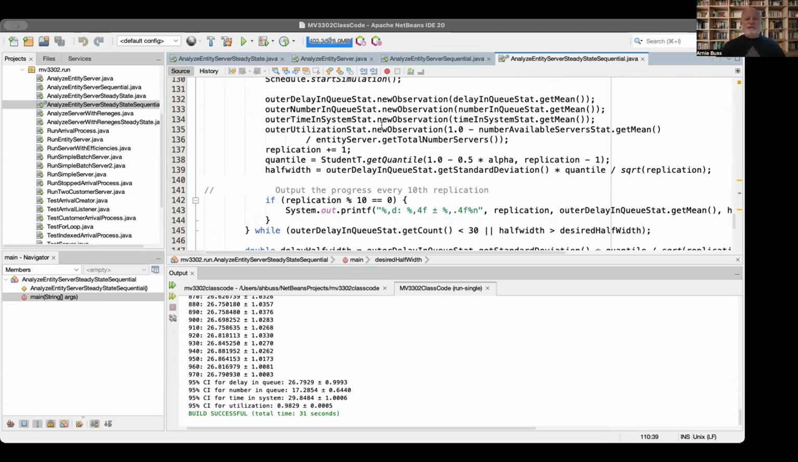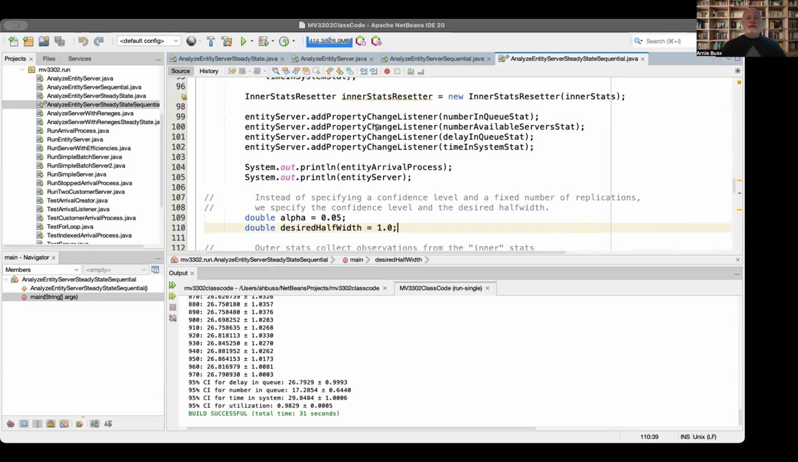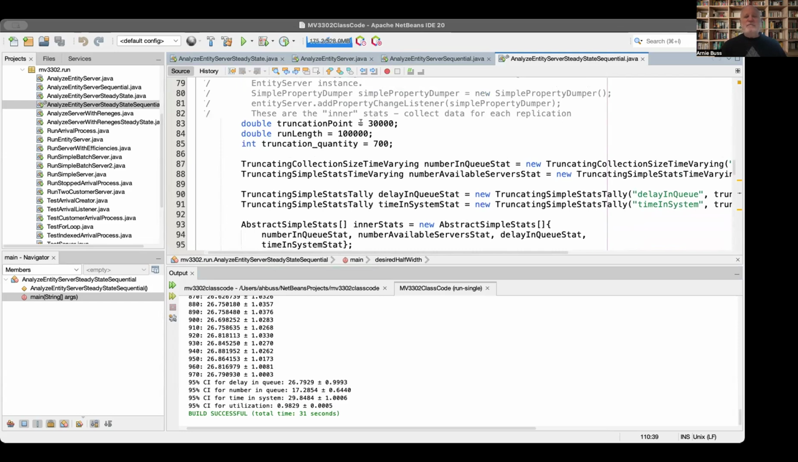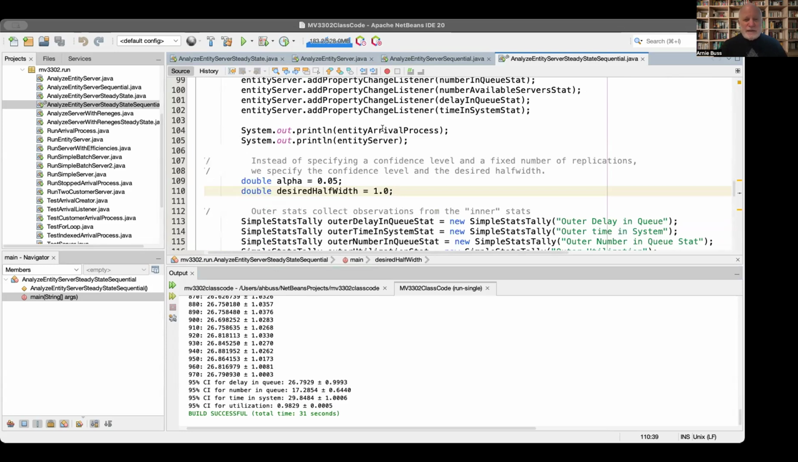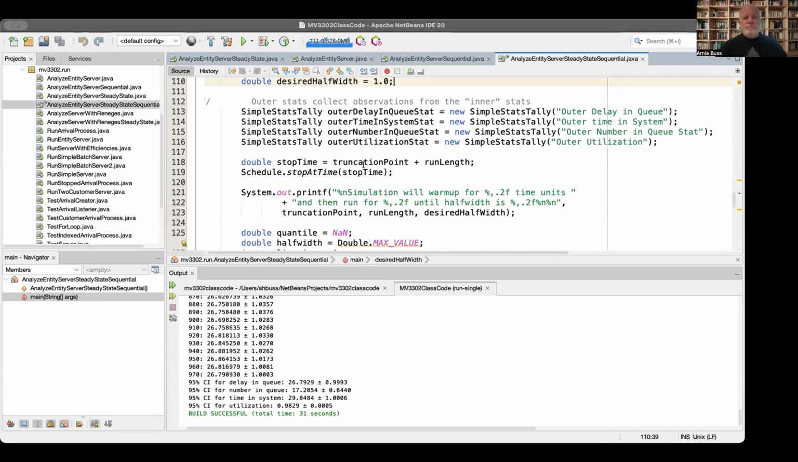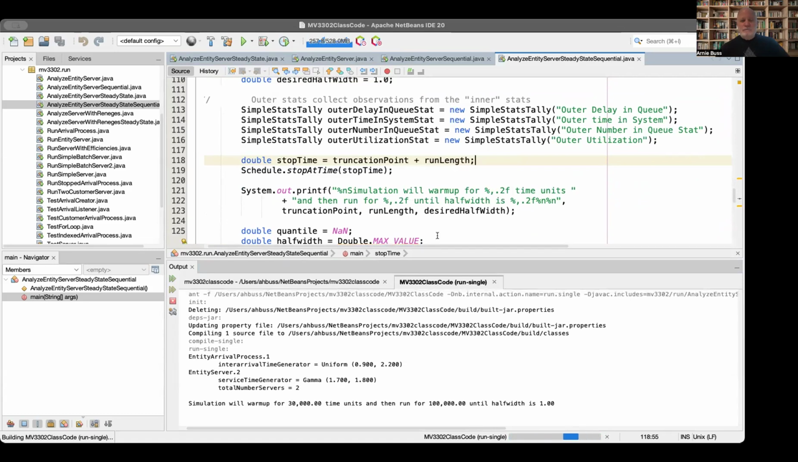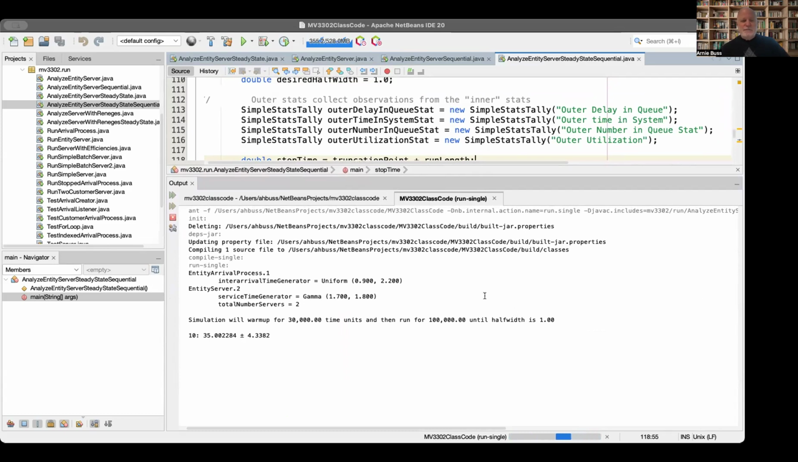So everything now is exactly the same. And what's the only difference? The only difference is how I'm running the simulation. My stop time is the truncation point plus the run length. And so when I run that, as you can see, it's a little bit slower.